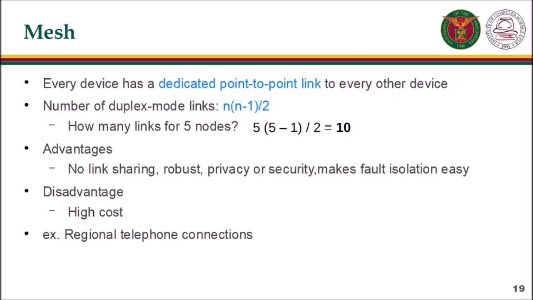A mesh offers several advantages over other network topologies. First, the use of dedicated links guarantees that each connection can carry its own data load, thus eliminating the traffic problems that can occur when links must be shared by multiple devices. Second, it is robust. If one link becomes unusable, it does not paralyze the entire system. Next is the advantage of privacy or security. When every message travels along a dedicated line, only the intended recipient sees it.